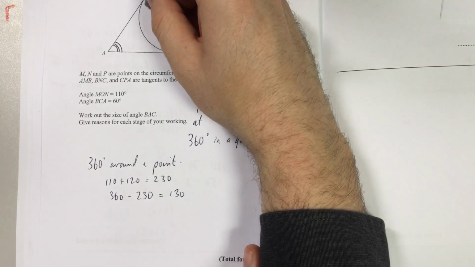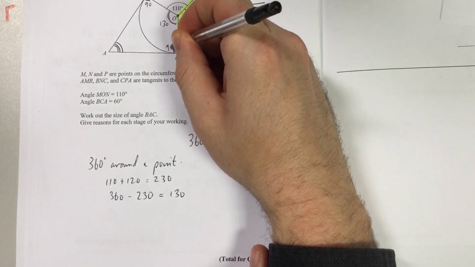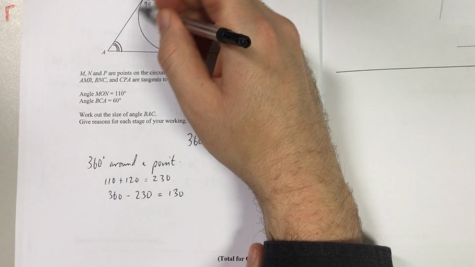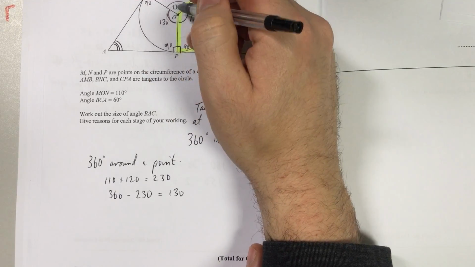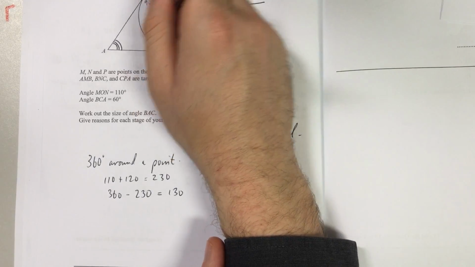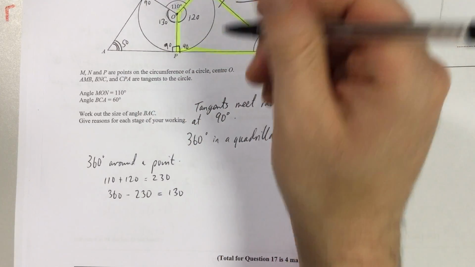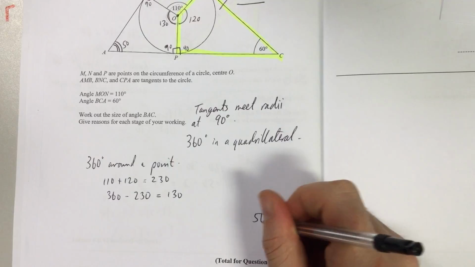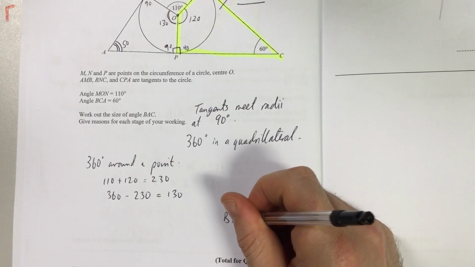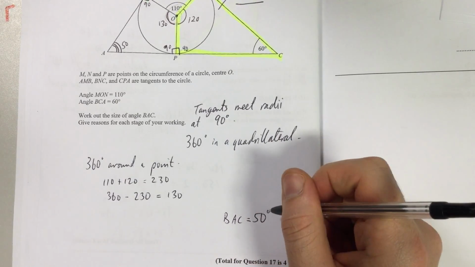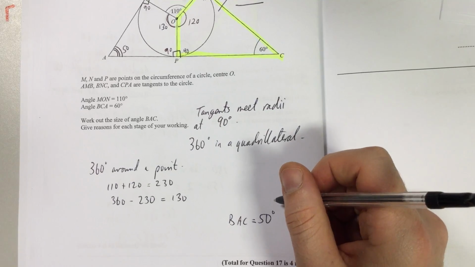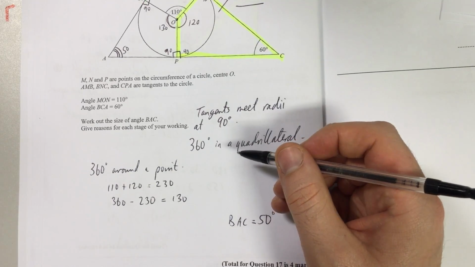Same reason here, this is 90 and this is 90. That takes off 180 from a four-sided shape, which leaves 180. So this is going to be 50, because these two make 180, so the missing angle is 50 degrees. So BAC equals 50 degrees. Okay, and that's using the angles in the quadrilateral again.